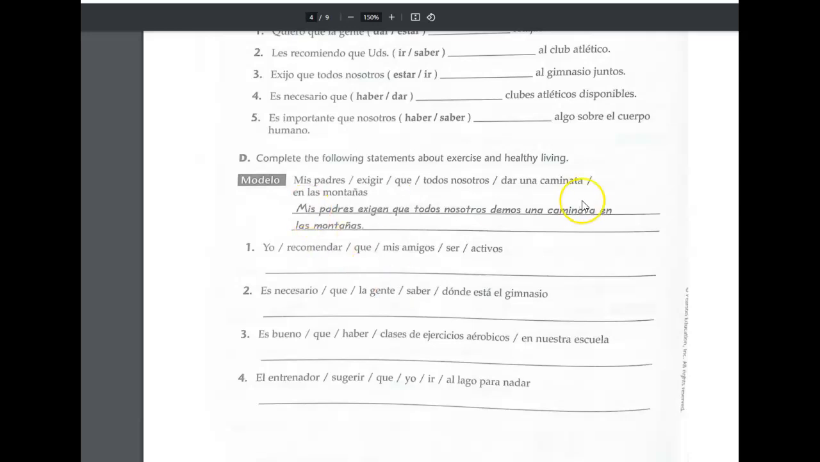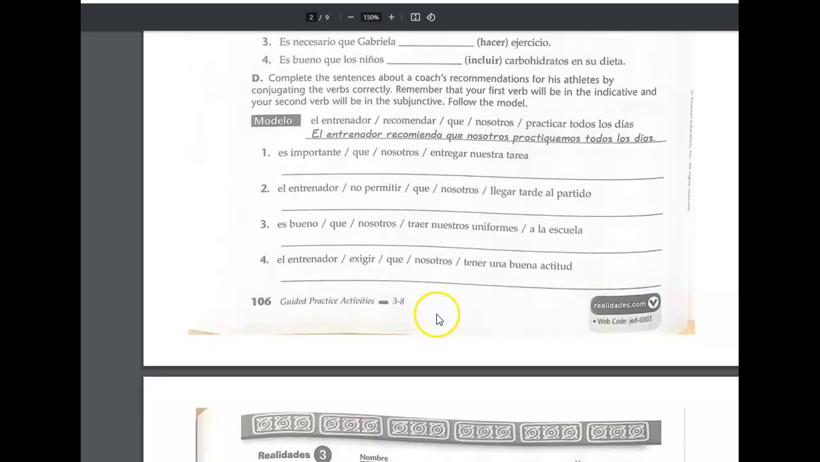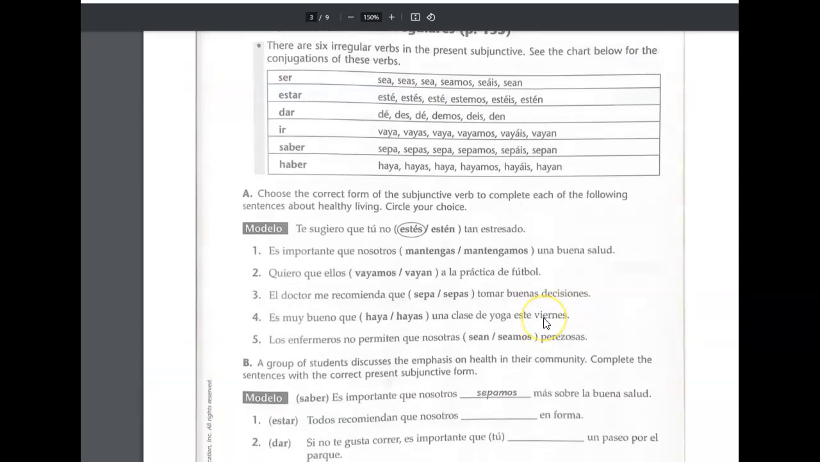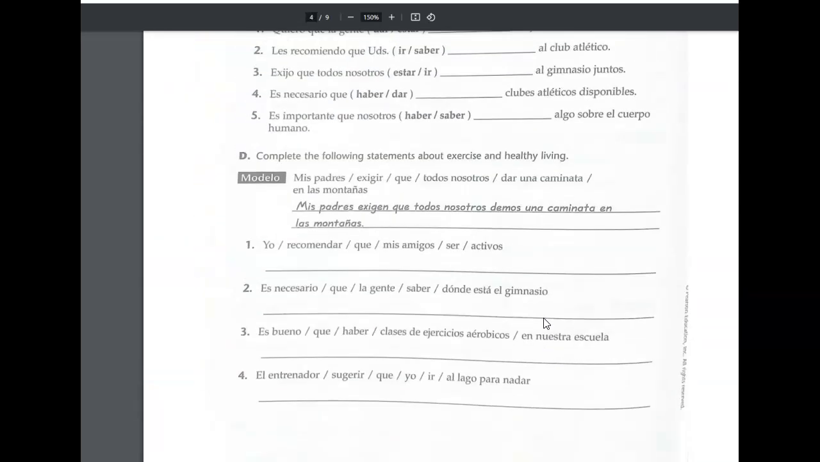Part D, make a complete sentence, just like how we did in the previous page, right here. Putting all the elements together. Mis padres exigen que todos nosotros demos una caminata en las montañas. Yo recomiendo que mis amigos sean activos. Es necesario que la gente sepa dónde está el gimnasio.